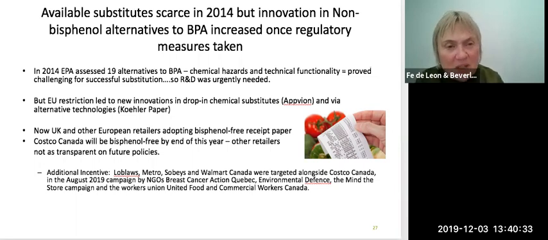And I just put in a little quote here at the bottom that a lot of it was due to coordinated NGO pressure on retailers here in Canada, Loblaws, Metro, Sobeys, Walmart, as well as Costco in August 2019, to get out of bisphenols.